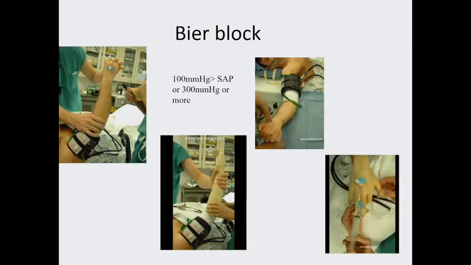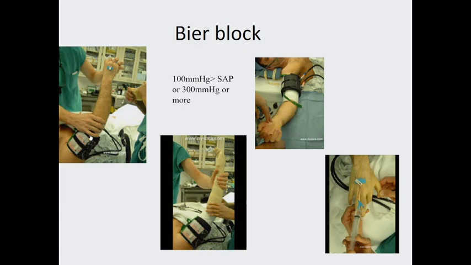Beer block, intravenous regional anesthesia. This is something totally different from other regional techniques, because this is the only block when we inject local anesthetic into the vein. In all the other blocks, if you inject local anesthetic into the vessel, it will cause complications. It can cause very severe complications, even cardiac arrest.